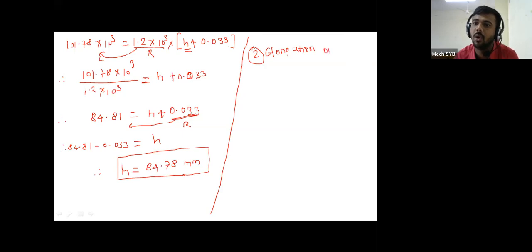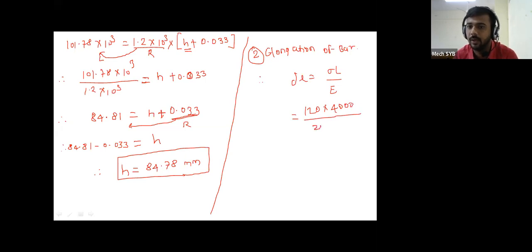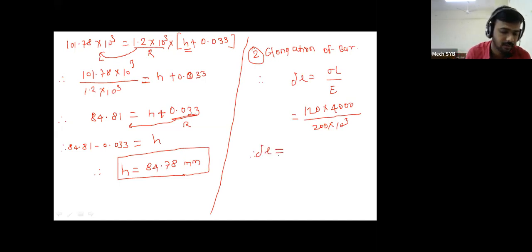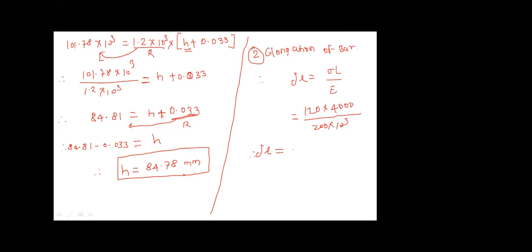Elongation of bar. So delta L is equal to sigma L upon E. So sigma value 120 into length 4000 divided by E, 200 into 10 raised to 3. So what is the delta L? 2.4 mm.